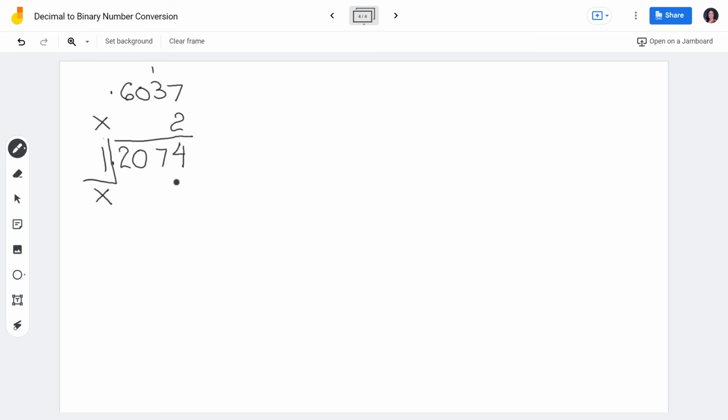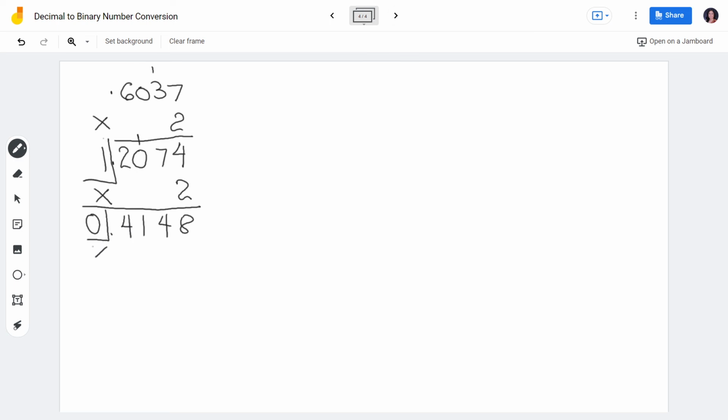Then next, multiply it again by 2. The 0.2074. So 4 times 2 is equal to 8. And then 2 times 7 is equal to 14, carry 1. 2 times 0 is 0 plus 1 is 1. And then 2 times 2 is equal to 4. And here we don't have any value, so it's a 0.